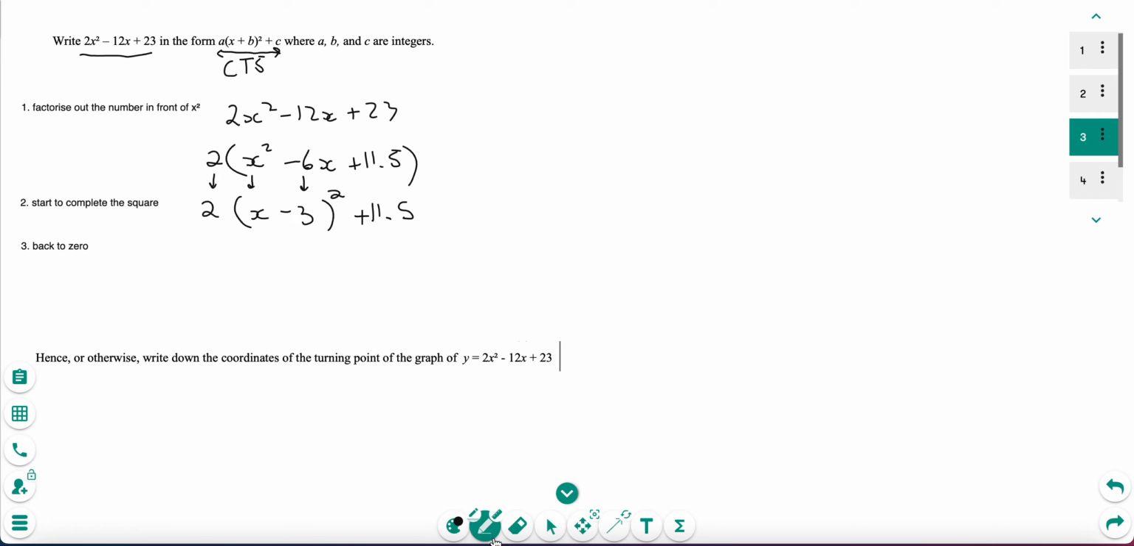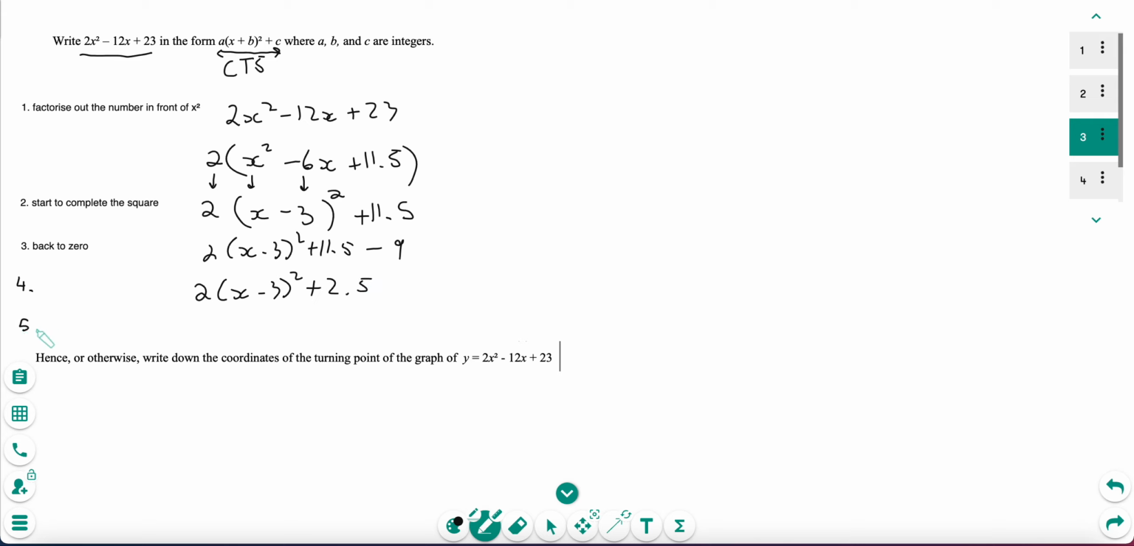I'll just copy it out though. -3 squared is +9. How do I get from 9 back to 0? Well, I write -9. Step 4, we're going to simplify. So 2x minus 3 squared. 11.5 minus 9 is going to be +2.5.